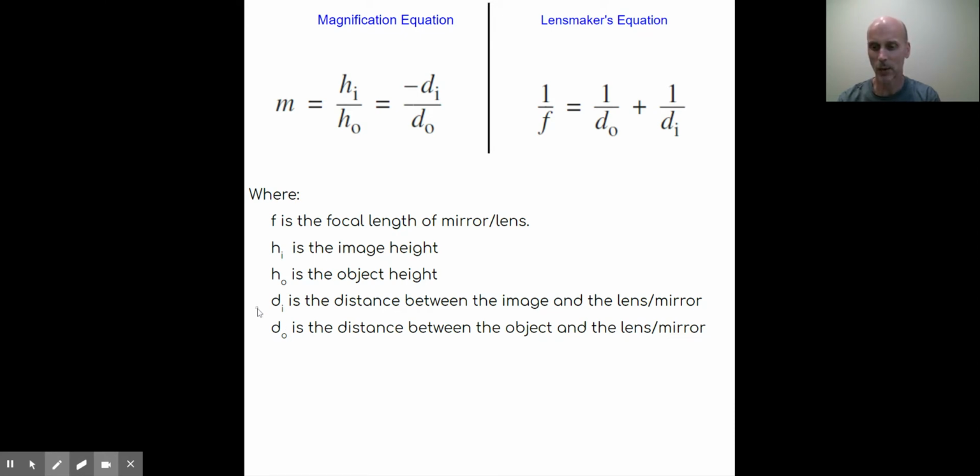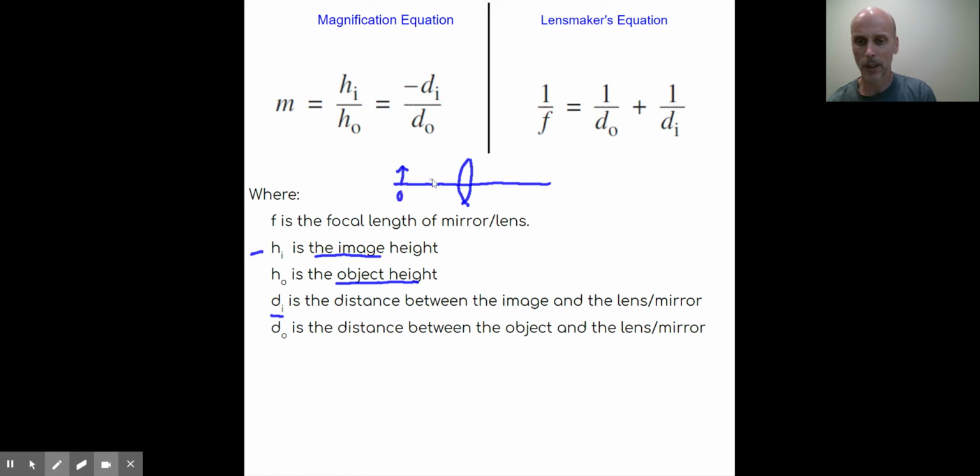In the magnification equation, HI is the image height. HO is the object height. We've already talked a little bit about this. Now, DI is the distance between the image and the lens or mirror, whereas DO is the distance between the object and the lens or mirror. So let me do a real quick sketch. Let's imagine that I draw a principal axis here, and maybe I'm using a lens like this one to produce an image. And let's say I put my object out here.